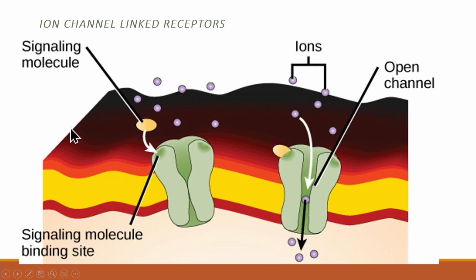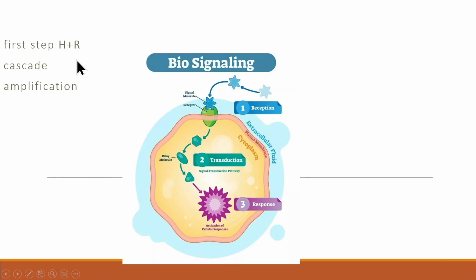The third common type of cell surface receptor is the ion channel linked receptors. These receptors are most commonly found on the postsynaptic membrane.